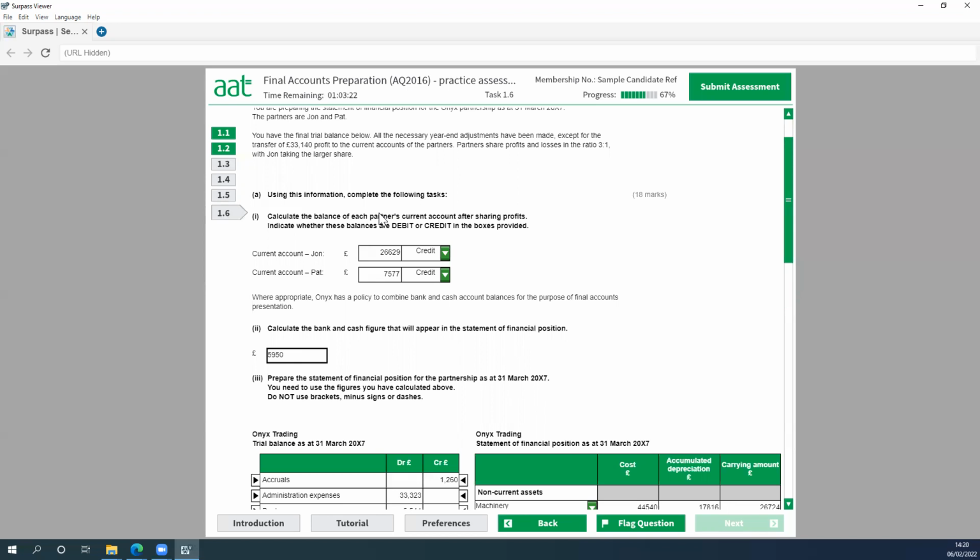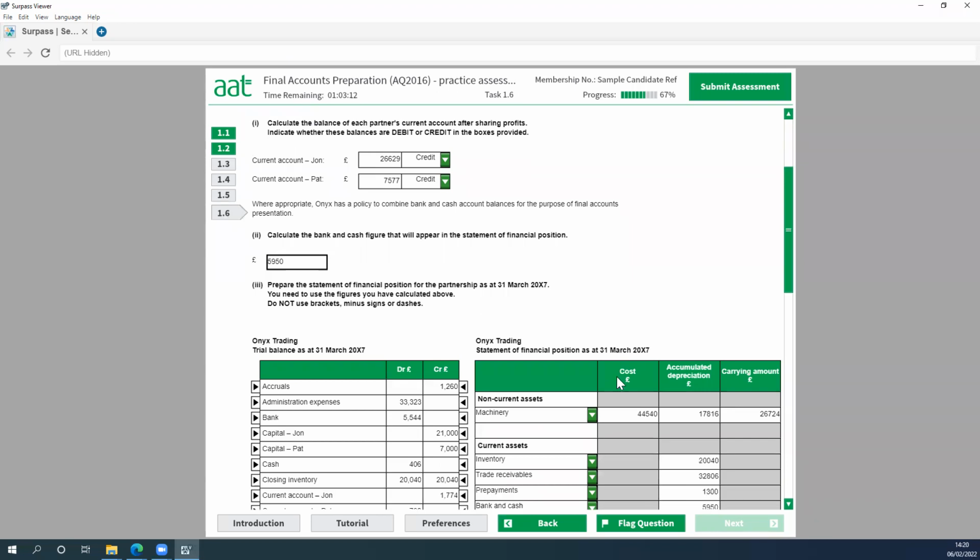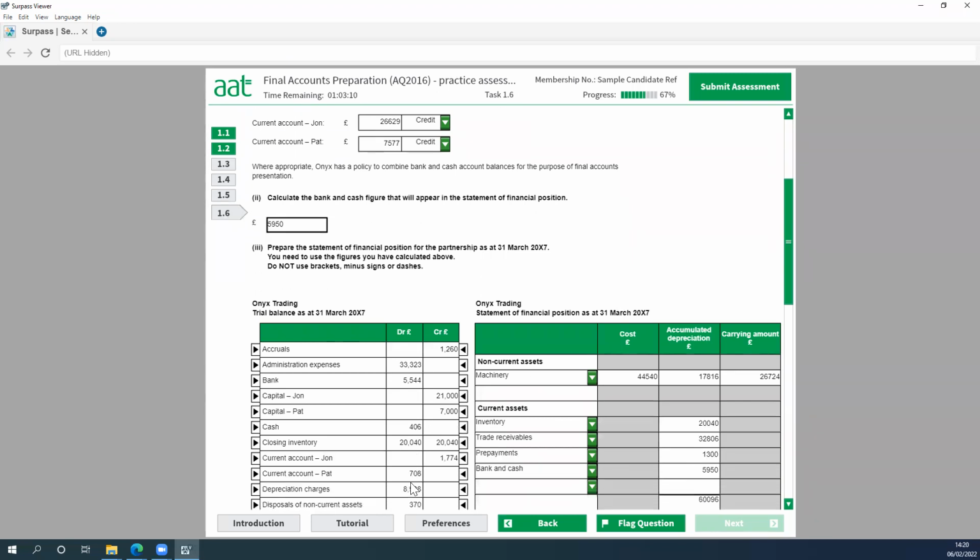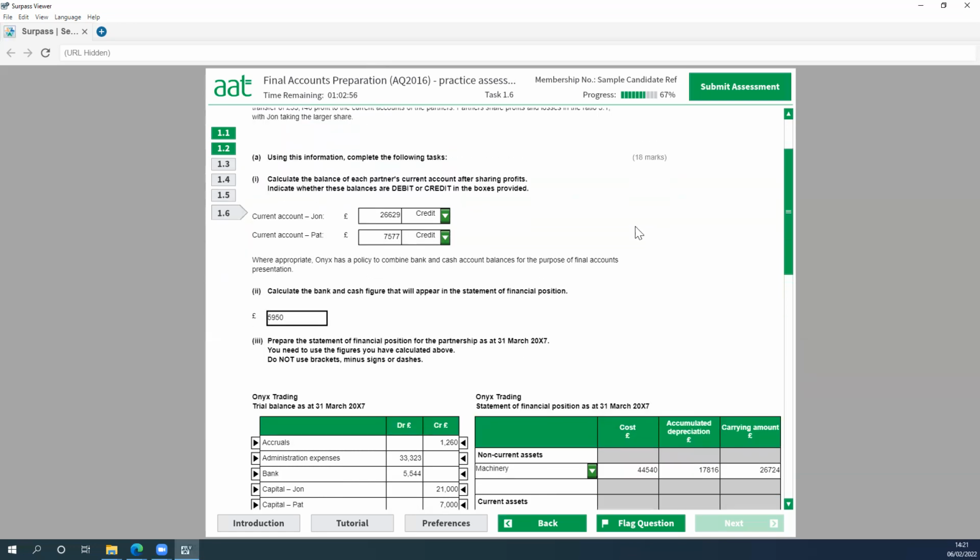3/4 of 33,140 is 24,855. But he's already got some money in his current account, hasn't he? So he's got 1,774, plus 1,774. And that's where the 26,629 comes in. So that's his balance on his current account.